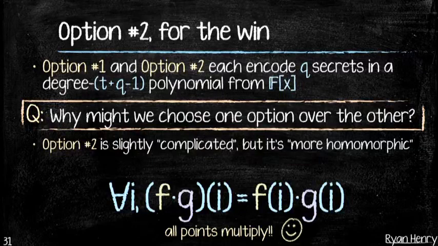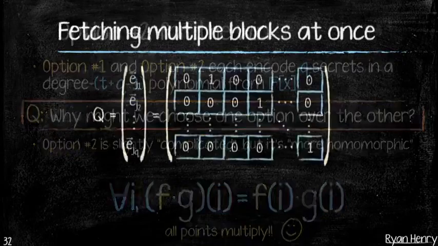So no matter which point we're talking about, which x-coordinate we're talking about on the polynomials, when you multiply two polynomials together and evaluate it at that point, it's the same as evaluating those two polynomials at that point and then multiplying together. So the secrets when you evaluate at 0 multiply together, and the secrets when you evaluate at 1 multiply together. This is going to be a big advantage for us when we go back to PIR.